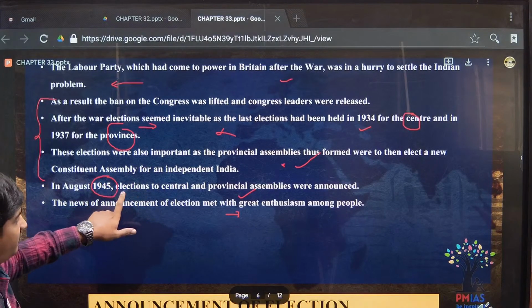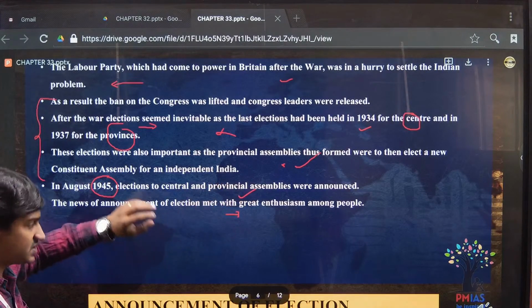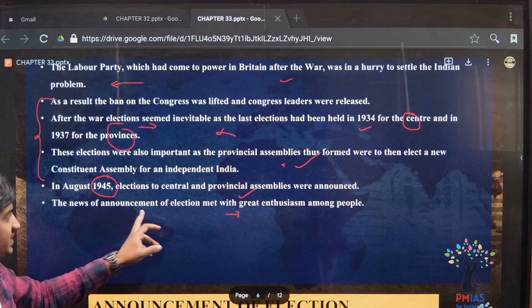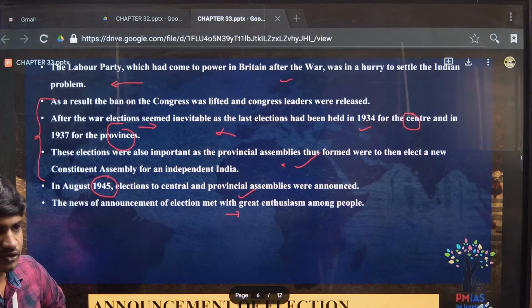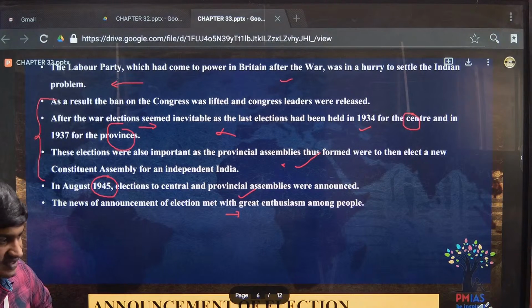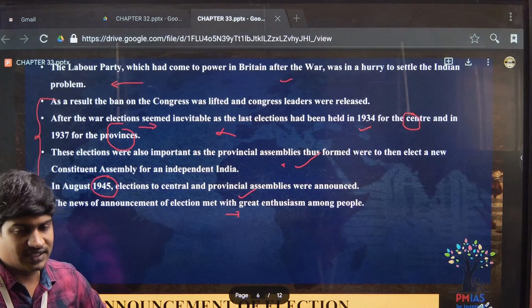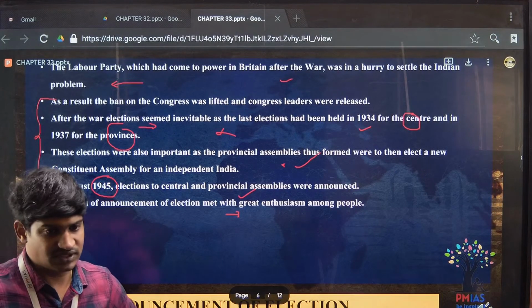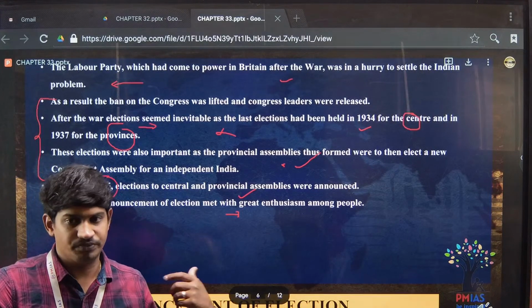And in August 1945, the elections to the central and provincial assemblies were announced again, and this time the announcement met with great enthusiasm among the people. Before this we came across the fact that Mahatma Gandhi was quite different, in that he was against council entry. You should not contest in the elections, you should not enter the councils. In the last elections, 1936, this was the stand taken by Mahatma Gandhi.